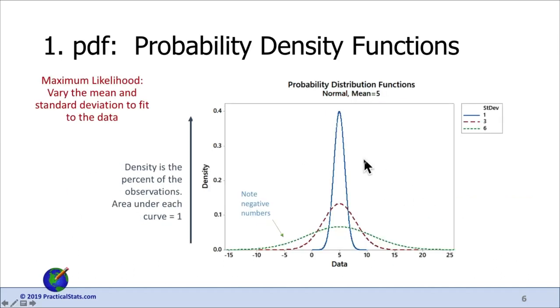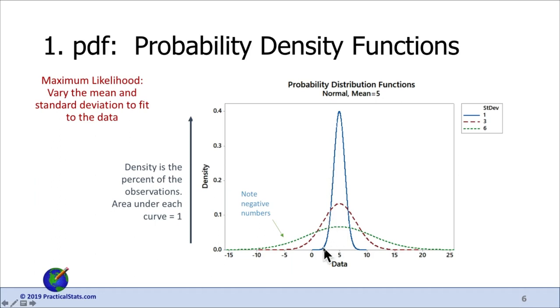So here's a picture of 3 different normal distributions, and they have different standard deviations. The one with the solid line is the one that has the smallest standard deviation. And as the standard deviation increases, things spread out. So one of the ways that maximum likelihood works is to vary the standard deviation to fit what that histogram looks like.